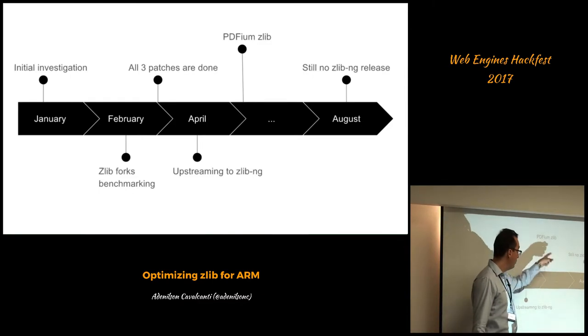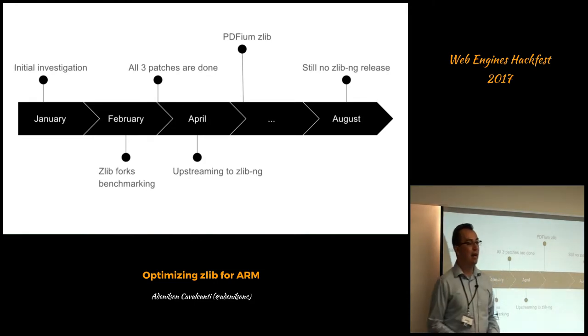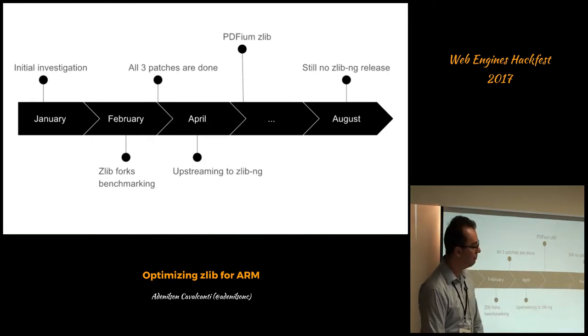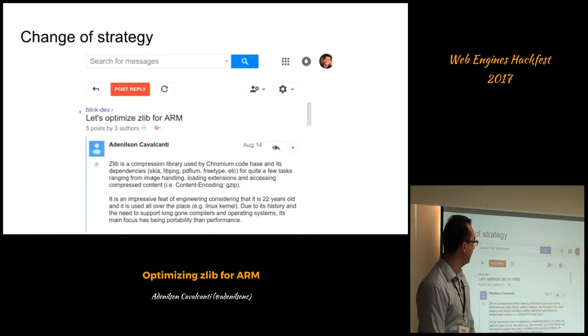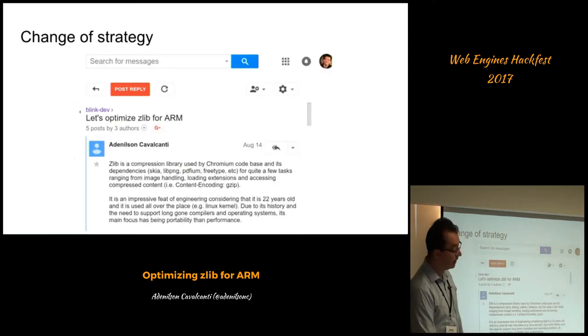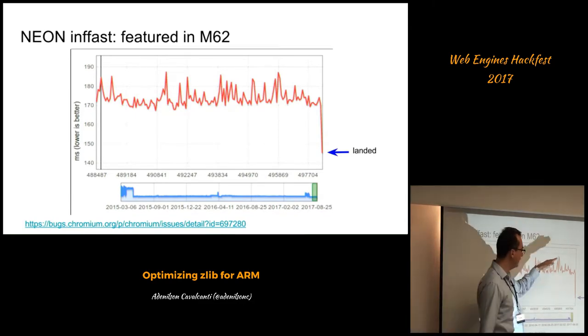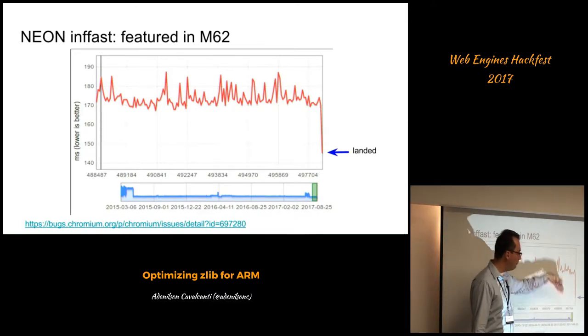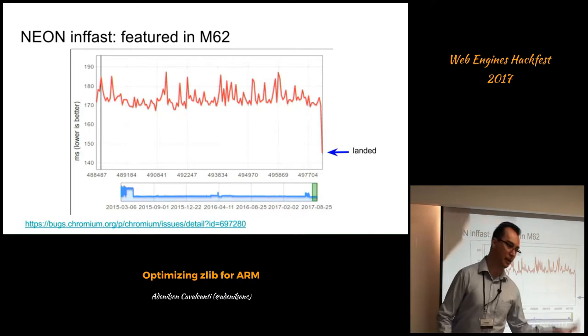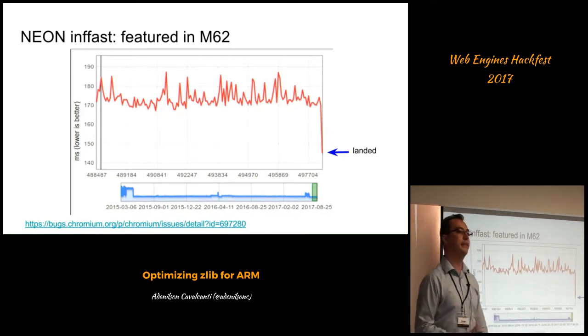By the following month, I solved the issue of PDFium's zlib. But when it was August, we still didn't have any kind of release. So that forced me to change the strategy. I posted to Blink-dev, announcing the idea of, hey, let's optimize for ARM, let's land these patches. And we landed a patch, I think 2 or 3 weeks ago. So this was one of the performance plots. You can see that as soon as the patch landed, the time spent decoding the PNG dropped abruptly. So the single patch was an improvement of around 15%, 20%.